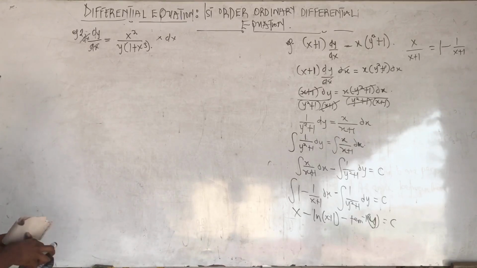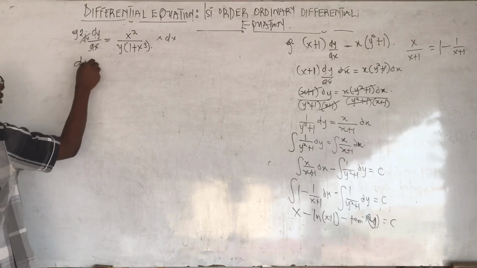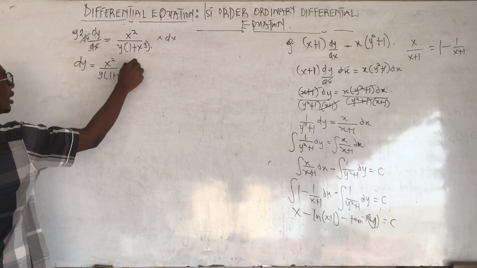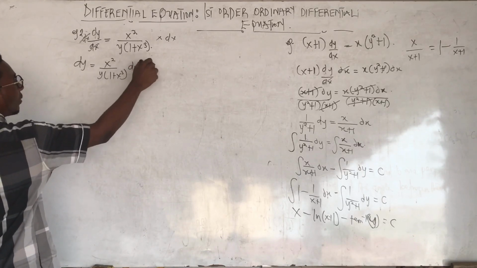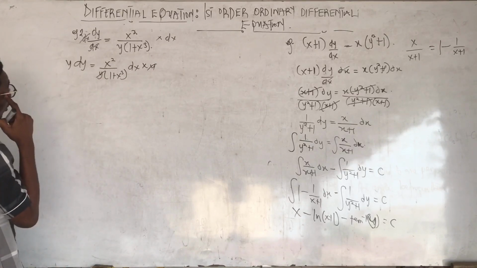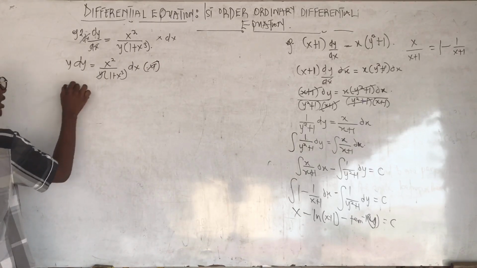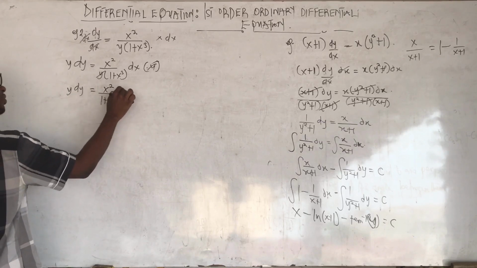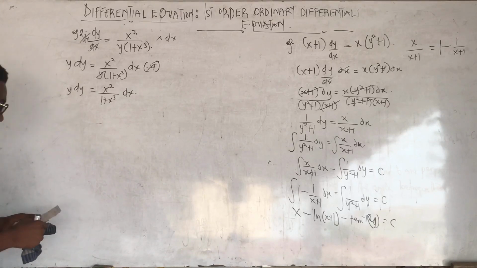So now when you do that, what do you get? You get dy is equal to x squared over y times 1 plus x cubed dx. So now you can multiply both sides by y. Multiply here by y and multiply here by y, and the y will take this y away. So you get y dy is equal to x squared divided by 1 plus x cubed dx.